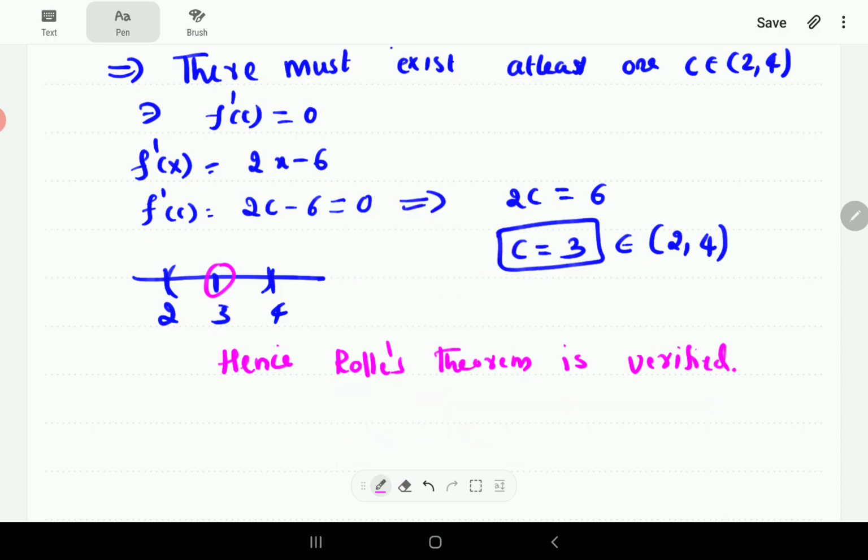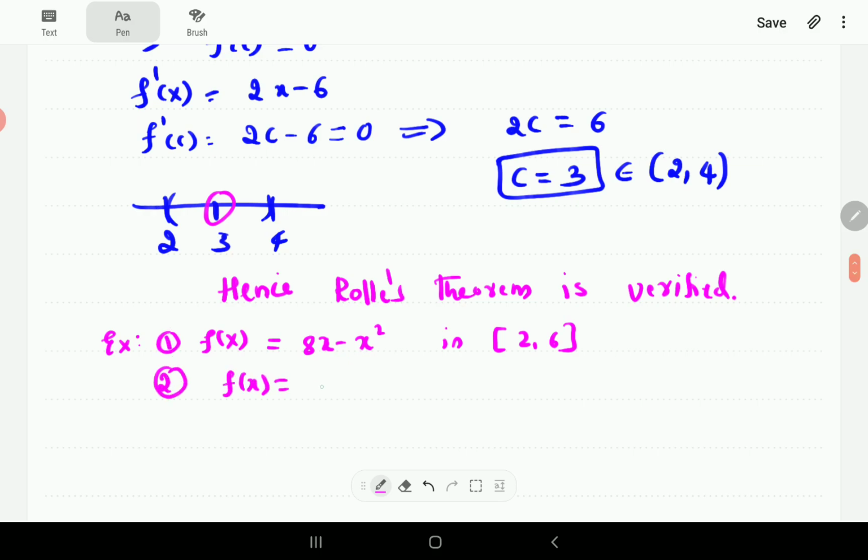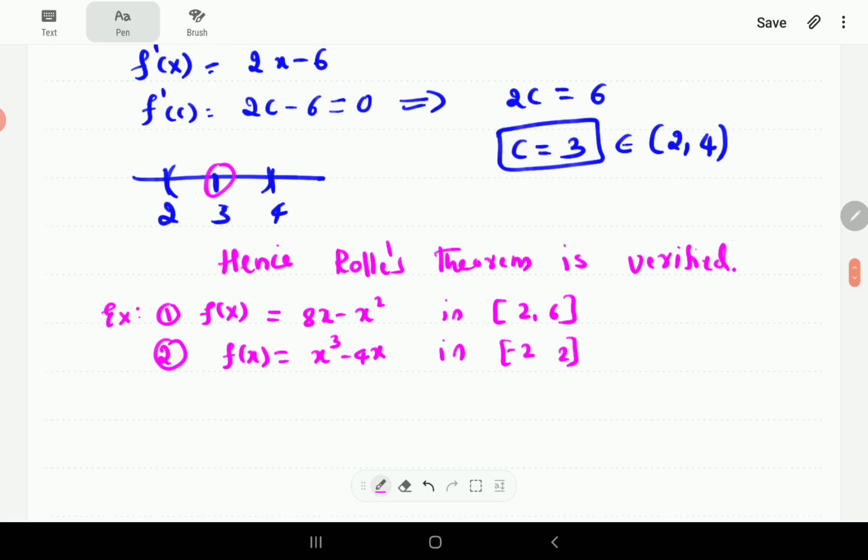Okay, so like that, I'll give a simple example here for you to try. You have to try and let me know whether this satisfies the Rolle's theorem or not. So if I give you 8x minus x square in the closed interval 2 comma 6. And also please try this one. Let me take f of x is equal to x cube minus 4x in minus 2 comma 2. Just check whether the Rolle's theorem will be verified with respect to these two examples or not.